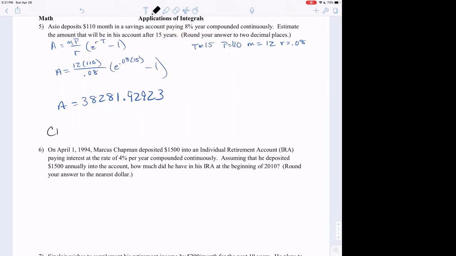Now, how do you plug this into your calculator? You do parentheses 12 times 110 divided by 0.08, close parentheses, times e to your exponent. Now, sometimes it gives you your exponent, sometimes it doesn't. 0.08 times 15, close parentheses. Now, this means get out of your exponent, minus 1, close parentheses, enter.